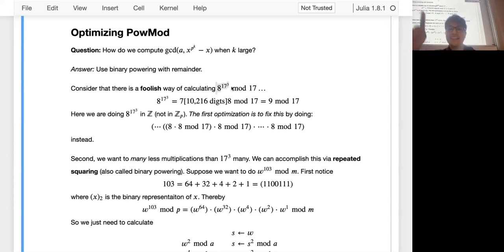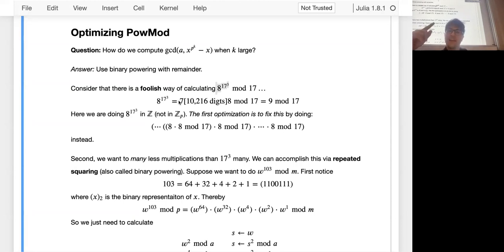Now, 8 to the power of 17 cubed is actually 7, followed by 10,000 digits, followed by 8. A very, very, very large number. Certainly something that is not going to be a machine computation. This is really going to push the limits of your computer to actually compute this. So we're not going to go and blow up a number that's 10,000 digits just to reduce it to mod 17. What do we want to do instead?